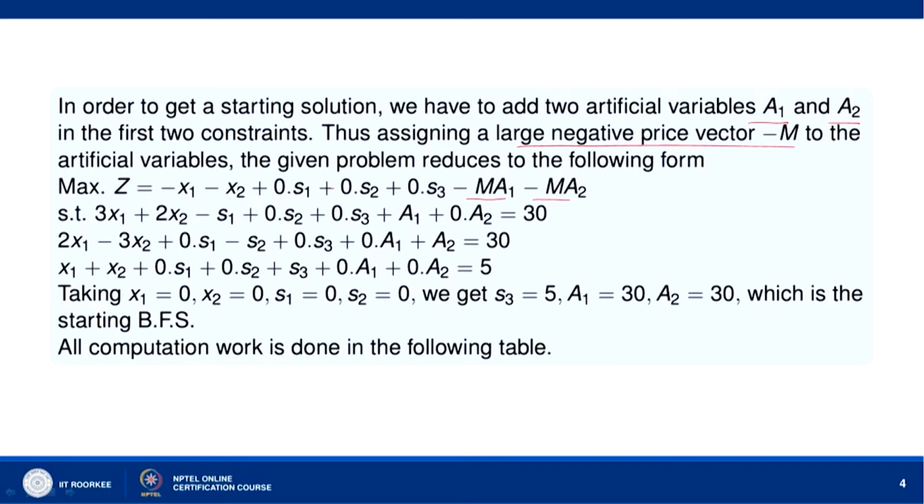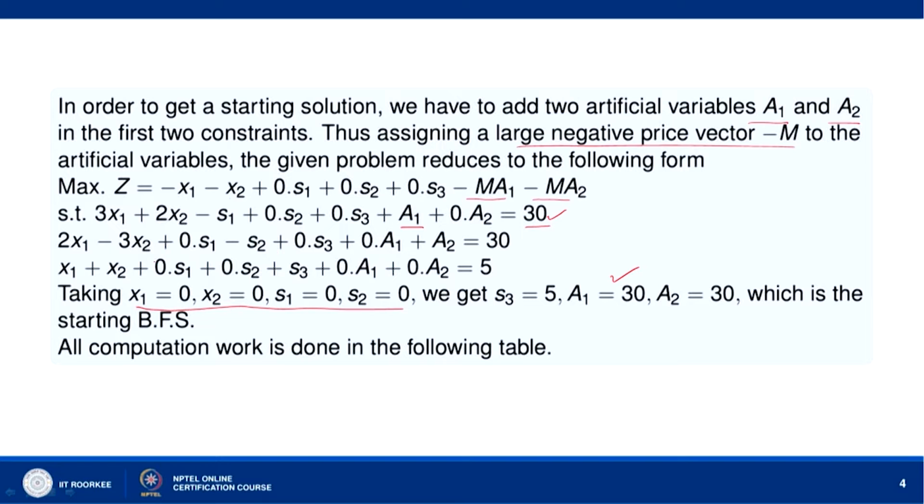1, 2, 3, 4, 5, 6, 7, okay, 7 variables are there and the equations are 3. Okay. So, we take 4 variables as zeros. Taking x1 equal to 0, x2 equal to 0, s1 equal to 0, s2 equal to 0, the first equation gives us a1 equal to 30. Okay. So, a1 equal to 30.